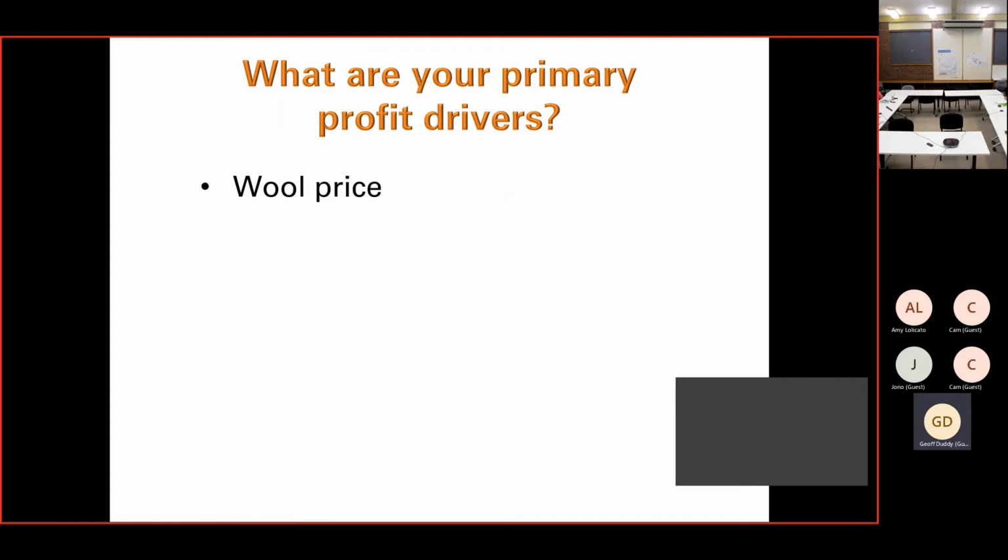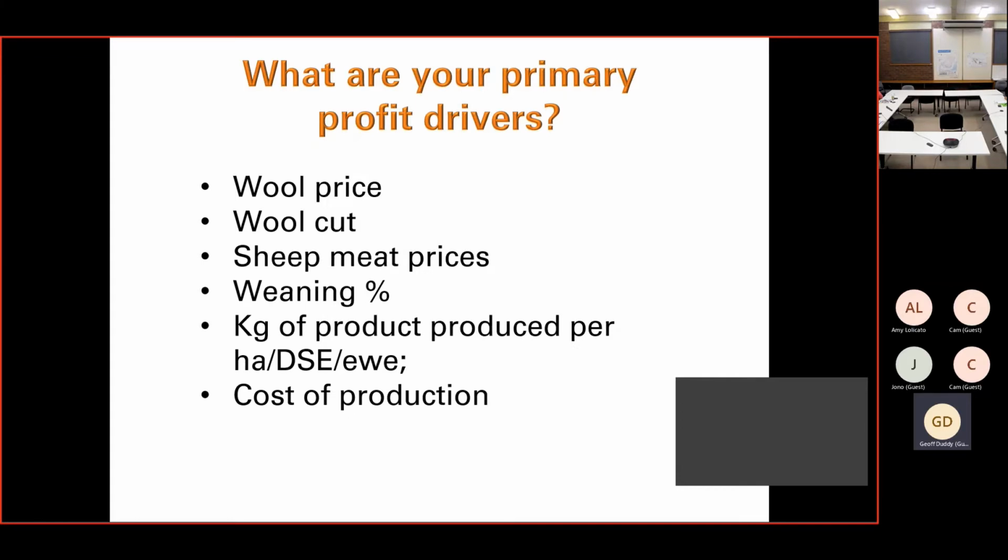So what are our primary profit drivers? This is important because I'm using two or three of these in the calculator that we'll talk about. Wool price is obviously a primary profit driver. Wool cut, sheep meat prices, weaning percent's a big one, kilograms of product produced, and your cost of production. Some of those you haven't got a lot of control over. The big driver in recent years, and we'll say the last 10 years at least, are sheep meat prices. And that's not just the slaughter lambs value, but it's sale of excess ewes, breeding ewes, if you're a self-replacing system. It's the mutton value. So it's all combined, the sheep meat price income.